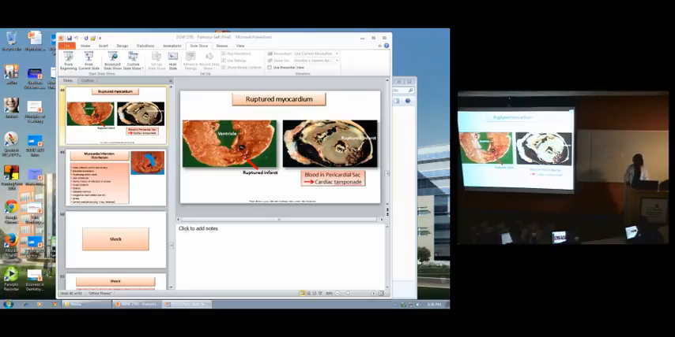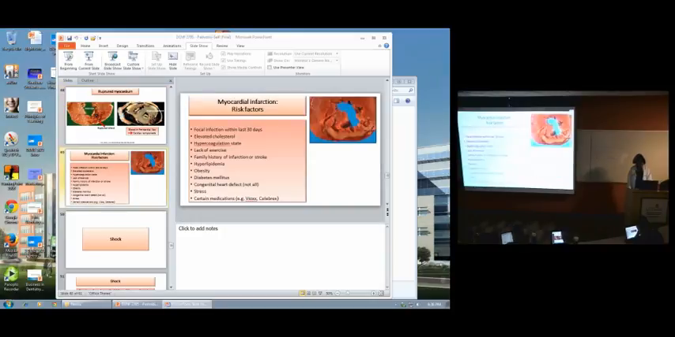And this is just simply a case that shows blood in the sac. When the blood is there, it constricts the heart, and the heart can't move as well, and you have cardiac tamponade. So these are just some of the risk factors for myocardial infarction that I'm sure most of you are already aware of, and I'm guilty of some of them.